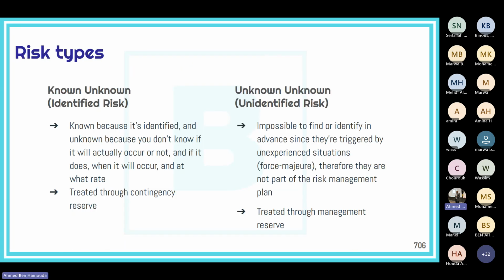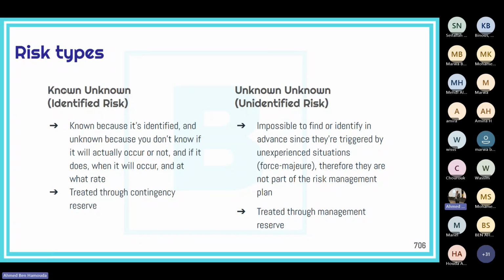Okay. Continuing with some other risk types, and these particularly related to projects. So there are what we call the known unknowns and the unknown unknowns. Known unknowns, these are identified risks. Okay. So known because they are identified, and unknown because we don't know if they will happen or not. Okay.